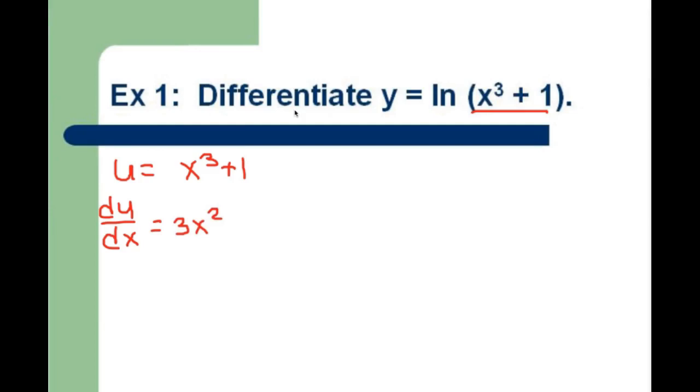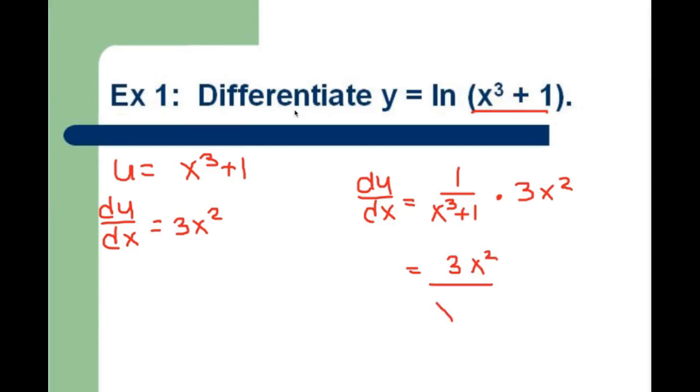So, dy dx, which is the derivative of y with respect to x, is 1 over u times du dx, or simply 3x squared over x cubed plus 1. Again, kind of like what we talked about yesterday, you cannot simplify the x squared and the x cubed because there's subdivision in my denominator. So that denominator is kind of like in jail, meaning you cannot simplify it with its numerator.